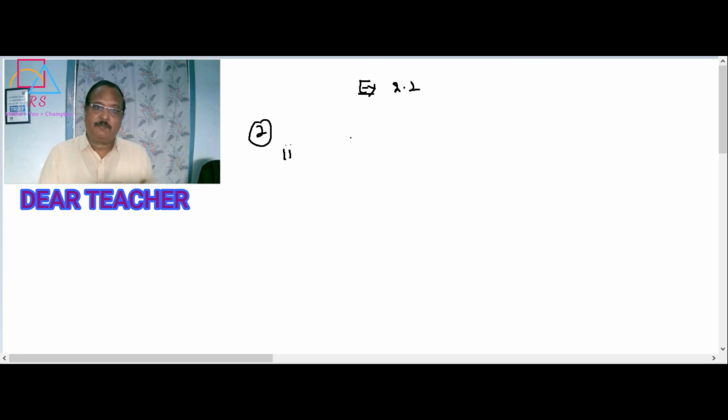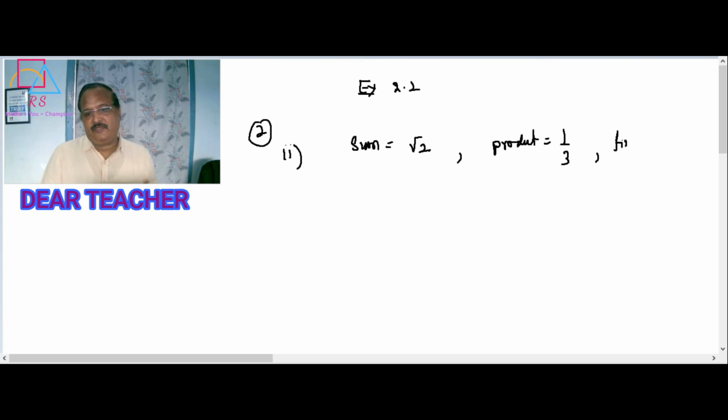So sum of zeros is given. Sum of zeros is equal to root 2 and product is equal to 1 upon 3. So if alpha and beta are the zeros, you have to find the quadratic polynomial. Quadratic polynomial means ax square plus bx plus c. That means a, b, c values you have to find out.